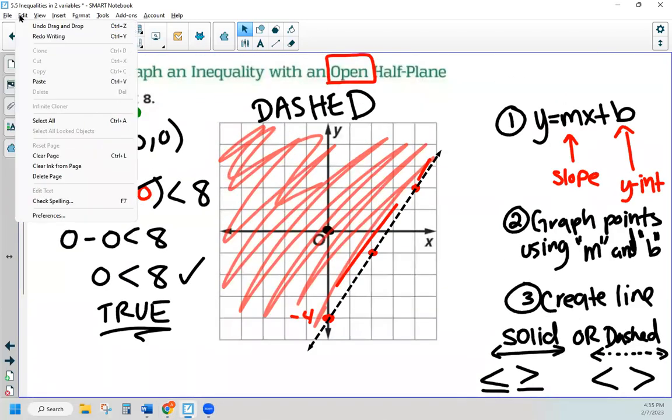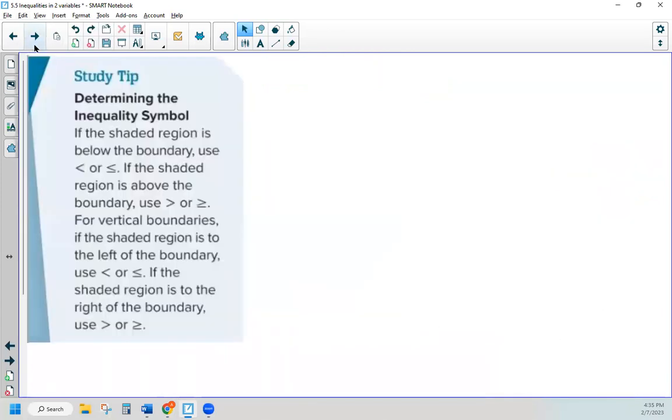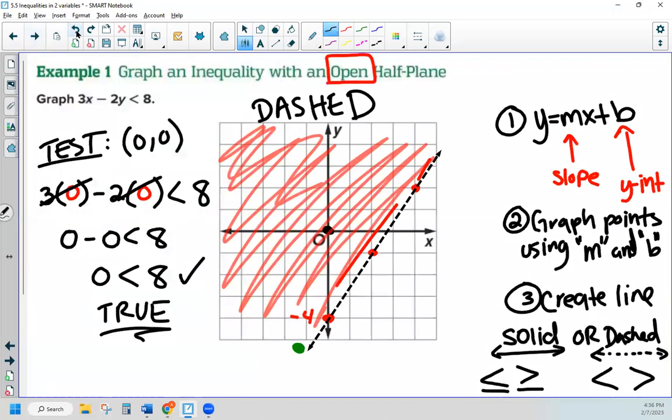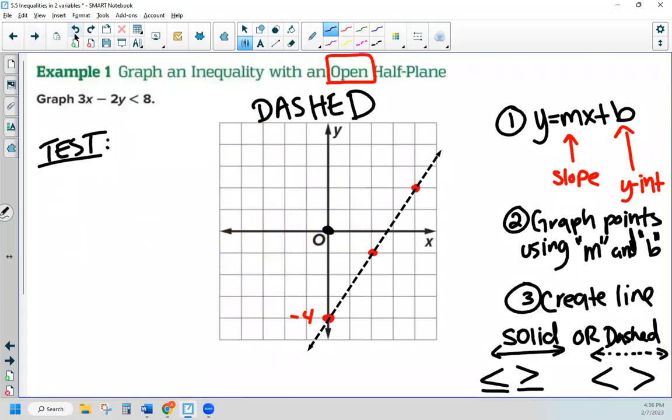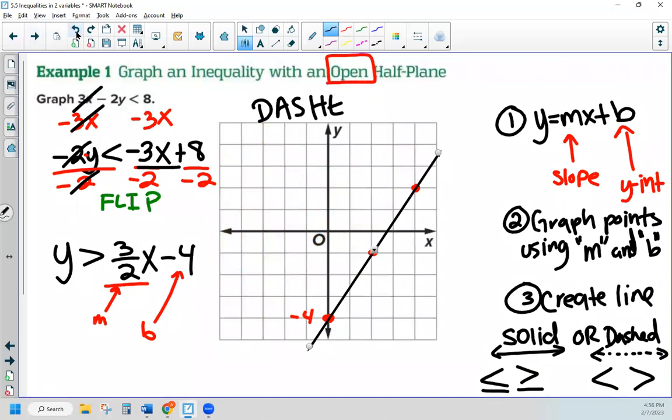All right, moving on. Okay. Study tip, determining the inequality symbol. If the shaded region is before the boundary, this was going to be a little cheat code that I was going to give you guys. Here's a cheat code. Let's go back here. Okay, I need to go back to where I can see my equation. Okay, here it is.